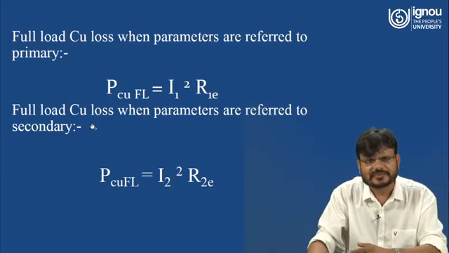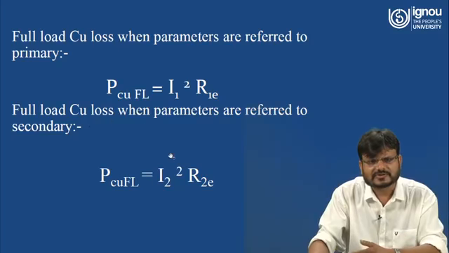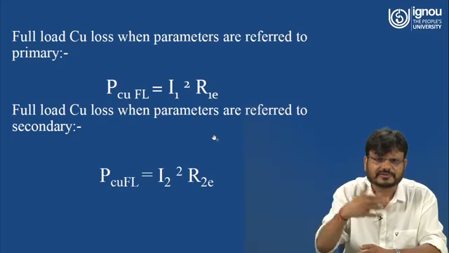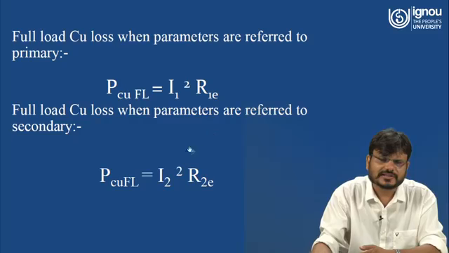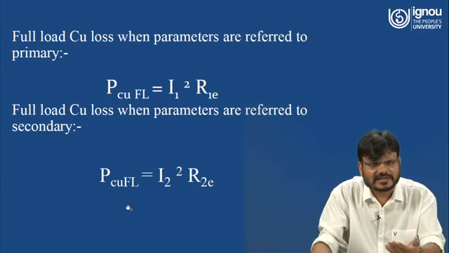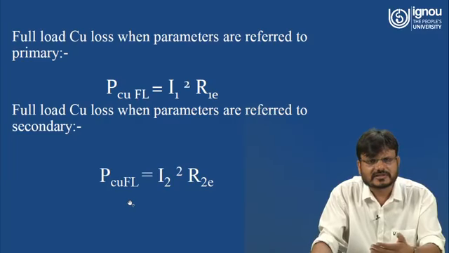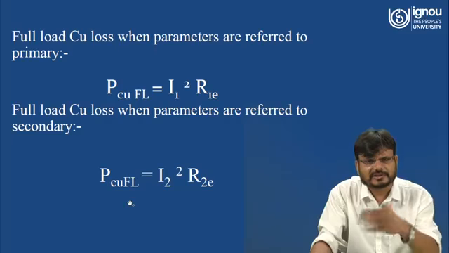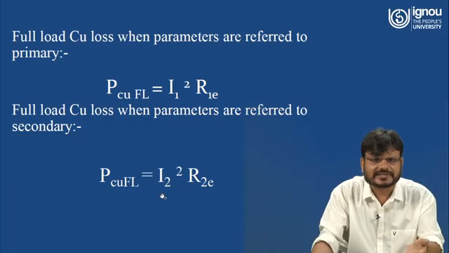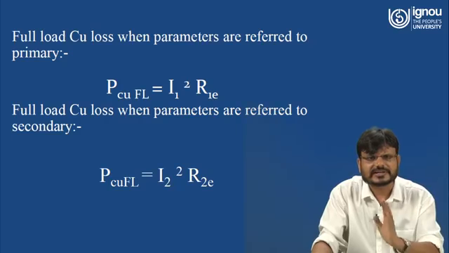Similarly, full load copper losses can also be calculated when resistances are referred to the secondary side. At that moment you can write the formula for the copper losses as I2 square into R2E, where R2E is the equivalent resistance of the winding when it is referred to the secondary side.